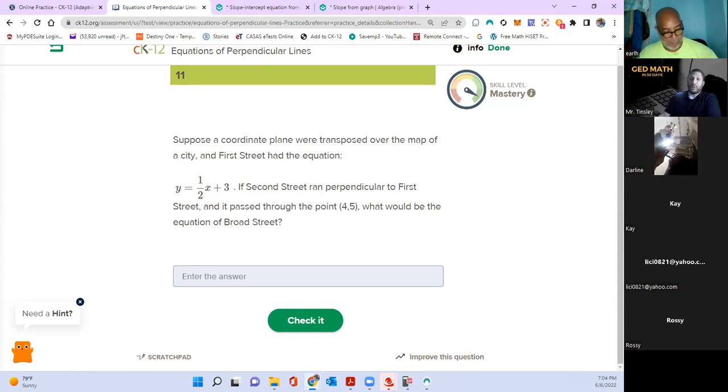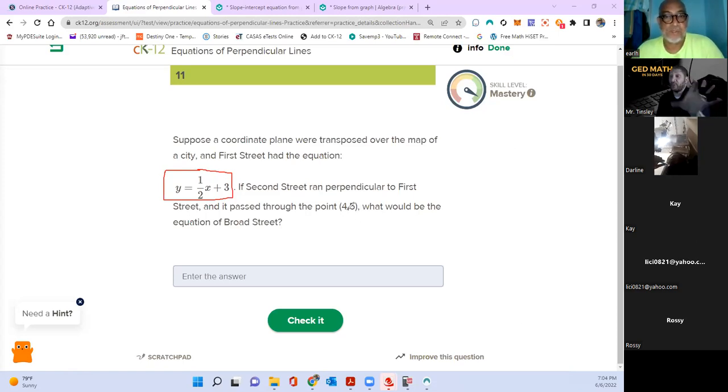So let's look at this problem. What's given? Slope? No, that's not what's given. What's given to us? The equation. Yeah, so that's the equation. What else is given to us? The y-intercept and the slope. Well, hold on. That's from the equation.